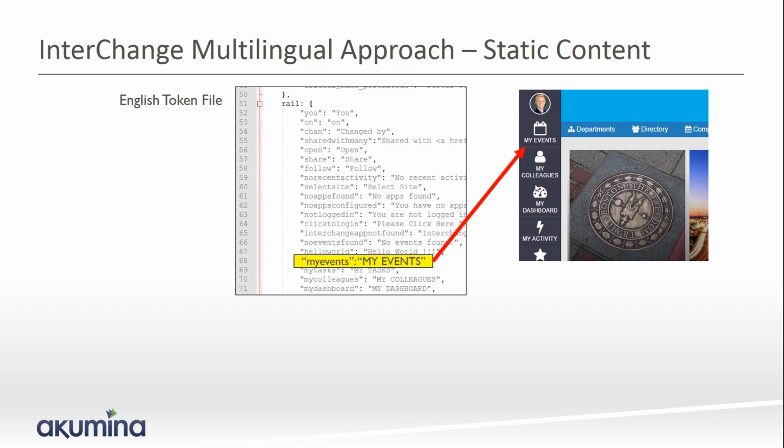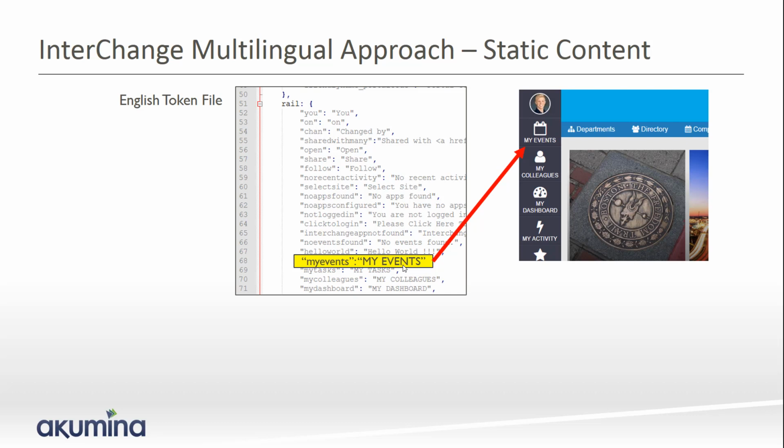whether they be the labels of these items here, or some of the messages that are shown to users, or even some of the properties that show up in our widget manager. Each one of those are defined in the token file. And so in place of the name, we use the token. Following the token is actually the value that you want in each language. So in this case, we have an English token file. And so the value that we want to show for the My Events function is My Events in English.